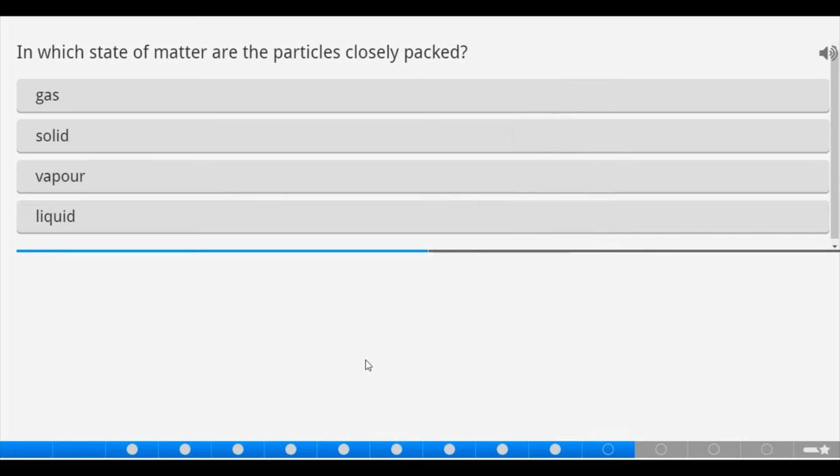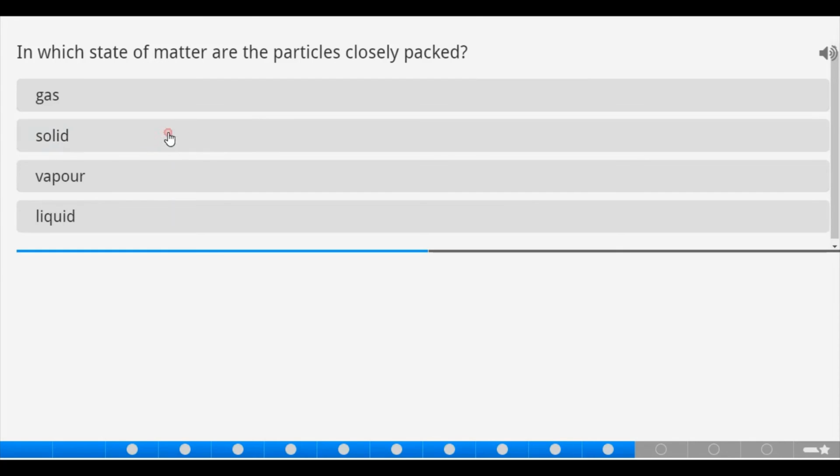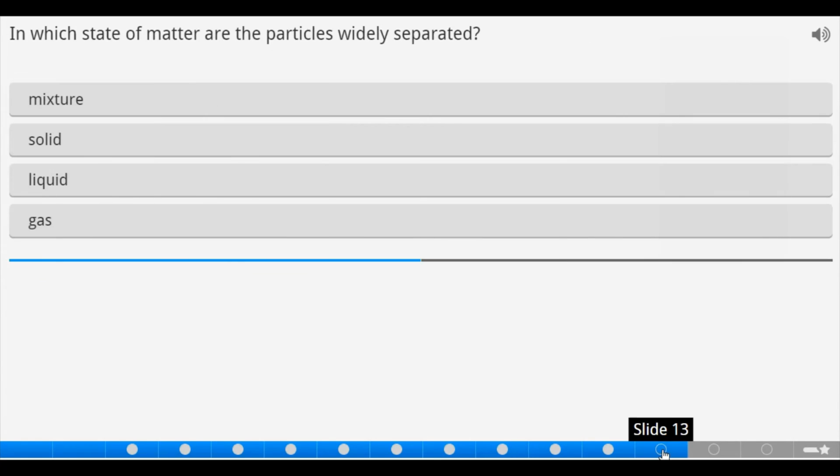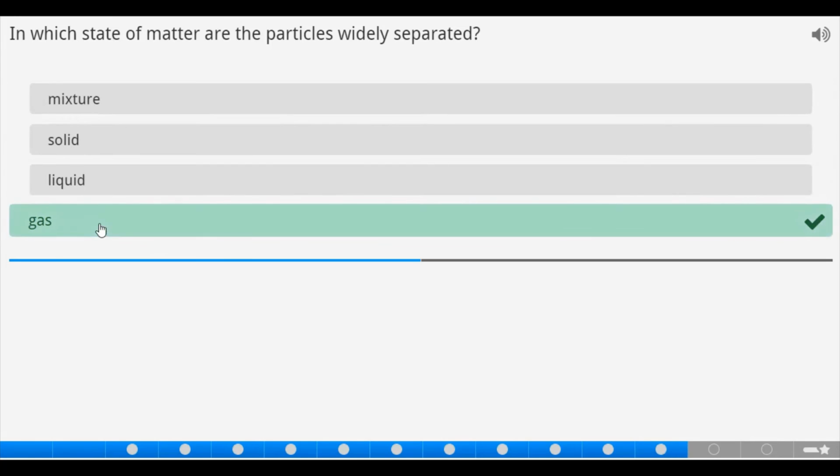In which state of matter are the particles closely packed? Just like we saw in the figure that I showed earlier involving solid, liquid, and gas. So which one has the particles closely packed? The answer is what? Solid. That's correct. In which state of matter are the particles widely separated? That is what? Gas. It cannot be mixture, solid, nor liquid. So the answer is gas. Correct.